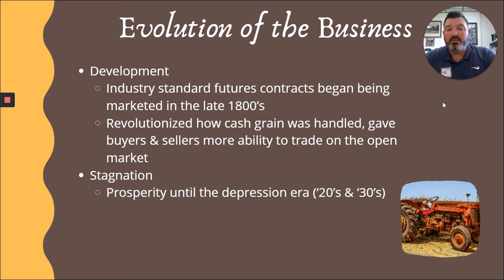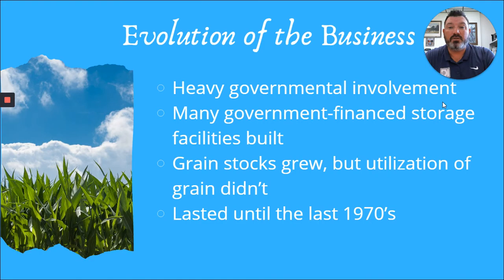We had some stagnation of the business until the Depression era of the 20s and 30s, and of course you see the advent of the tractor come along about then, which then of course makes the next great technological leap in production agriculture. Then as you get into further evolution of the business, we went through a period of time where there was really heavy government involvement due to grain shortages or grain surpluses. We had a lot of government financed storage facilities built. And if you talk to your dad or granddad, you can probably catch some stories about the government bins that were built for some period of time.